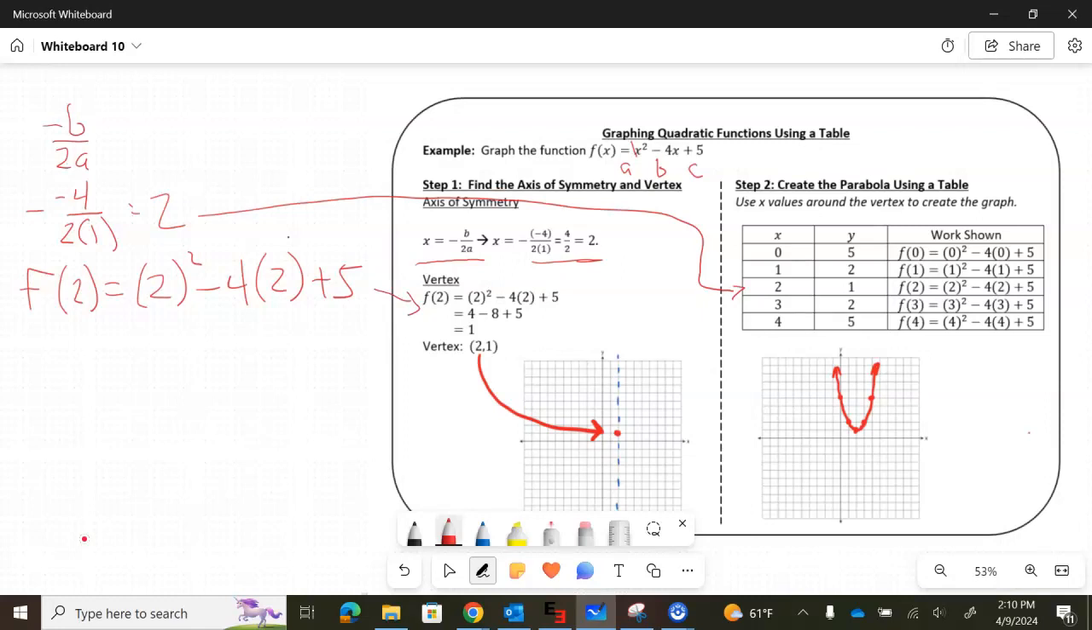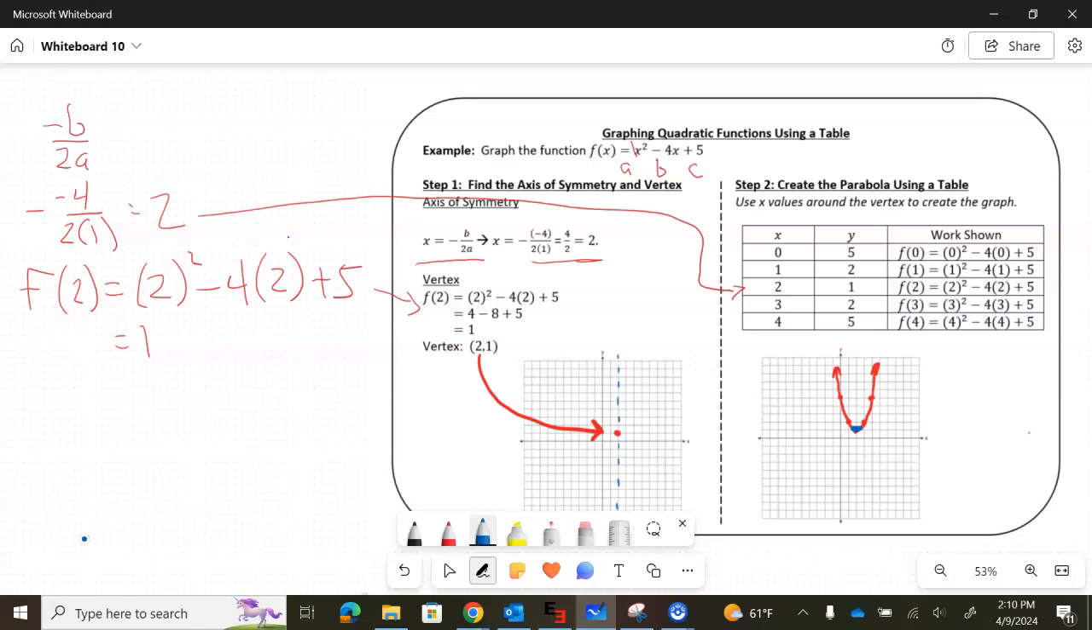Now notice, every time they replaced x with 2, they put it in parentheses. So you really could just grab a calculator, type this entire expression into the calculator just the way it looks here, and when you do that, you're going to get 1. That's where the 1 value came from. That tells me that my vertex lands right at 2, 1, this point right here.